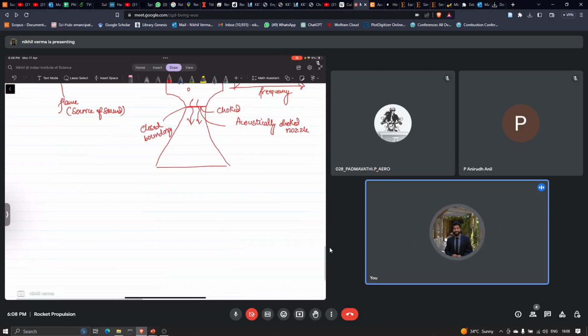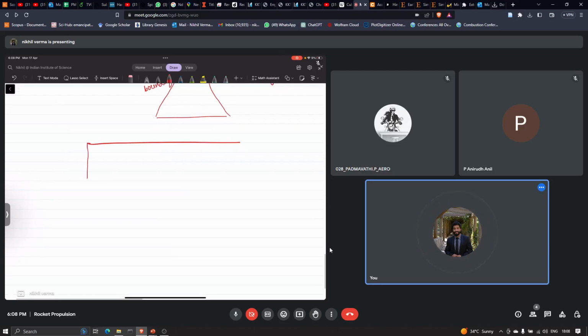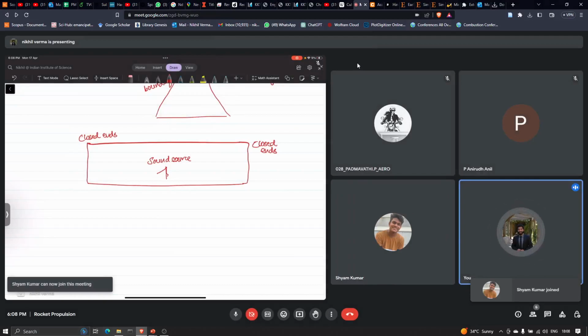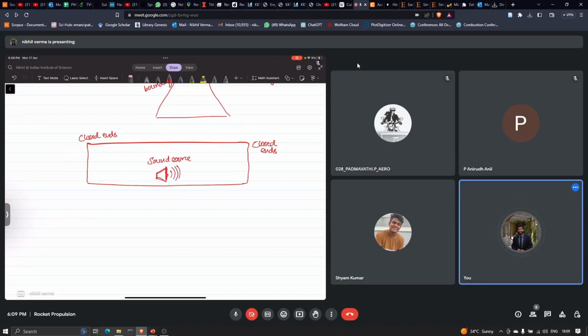Okay, so we can simplify this combustion chamber as a tube which is closed at both ends. And we have a sound source inside the combustion chamber, and it is creating sound. This sound is broadband in nature.